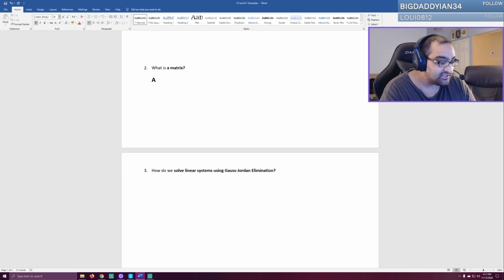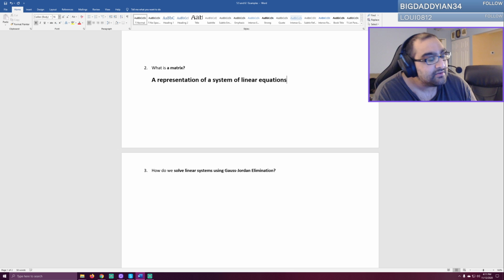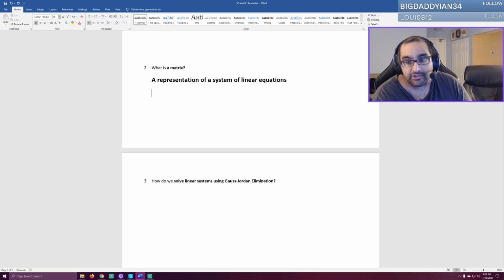So a matrix is a representation of a system of linear equations. Okay, so it will be a representation of a system of linear equations, and we're going to go ahead and describe how we can represent our linear equations here.